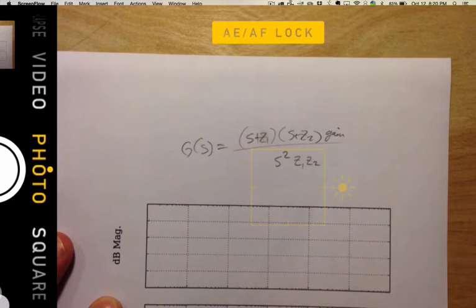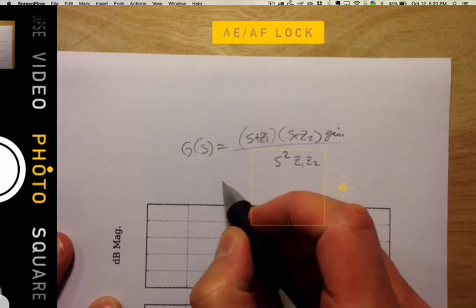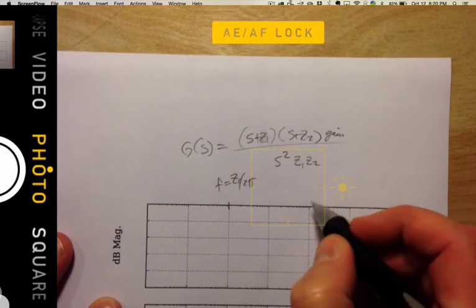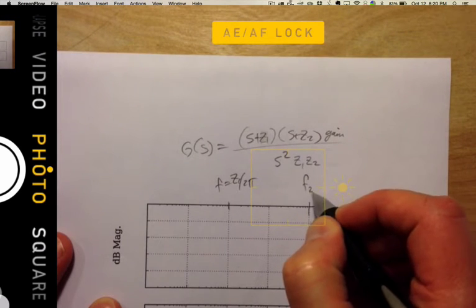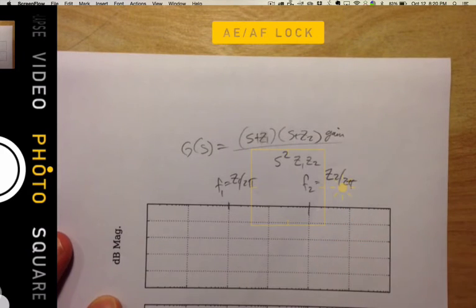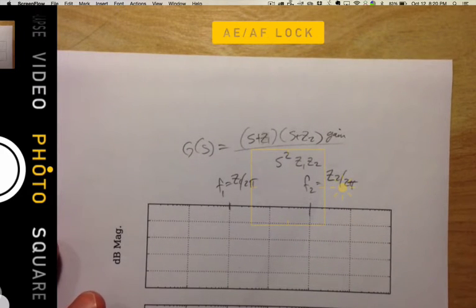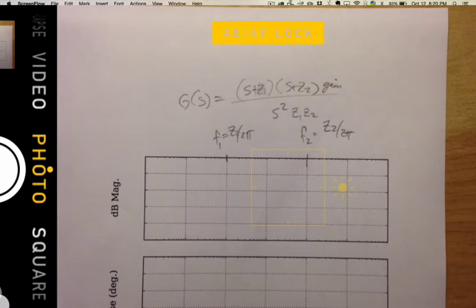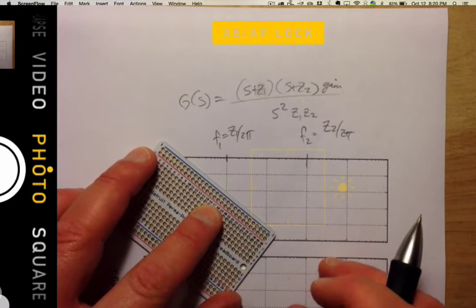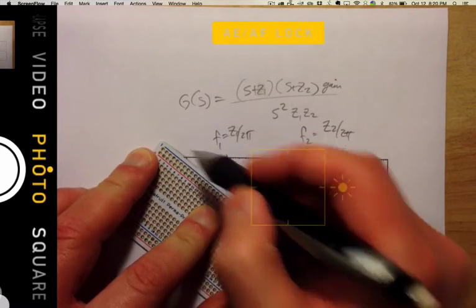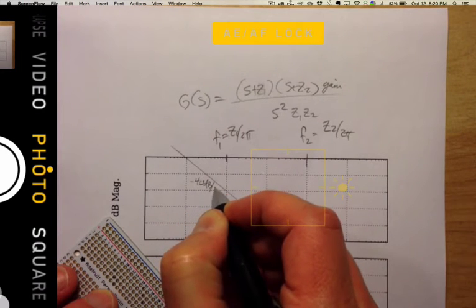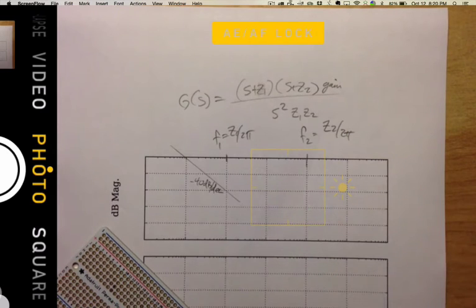I'm going to have F1 equal to Z1 over 2 pi, and another one, F2, equal to Z2 over 2 pi. As long as Z1 and Z2 are far enough apart, I'm initially coming down at 40 dB per decade. That is my asymptote because of the double integrator. I expect that to happen.